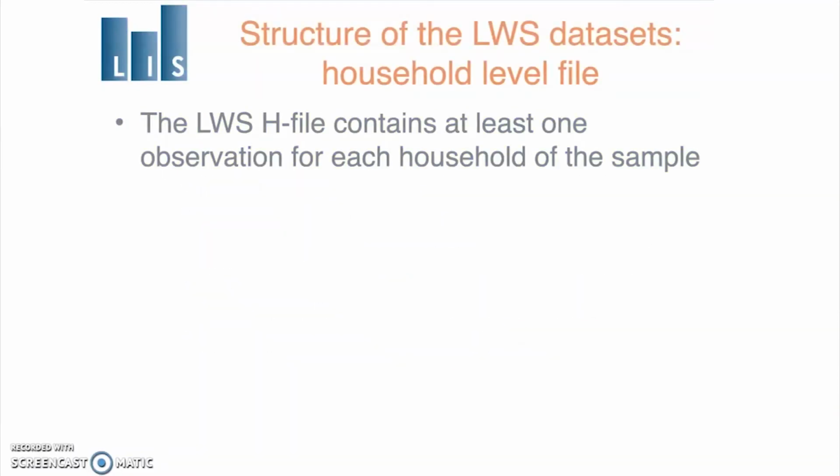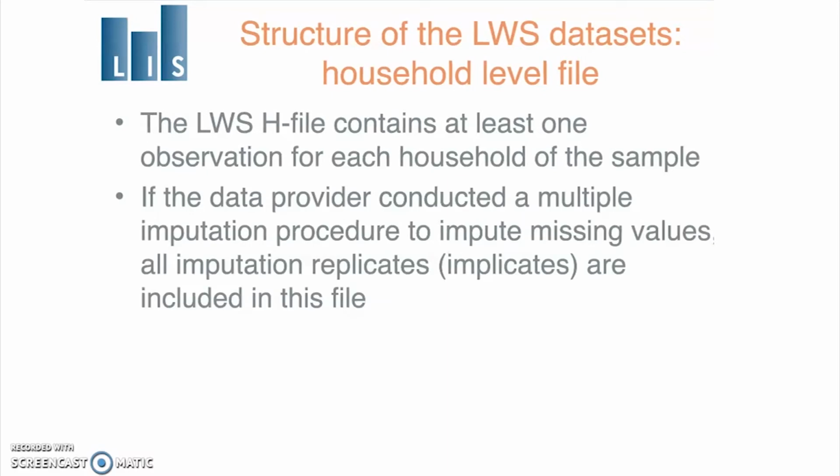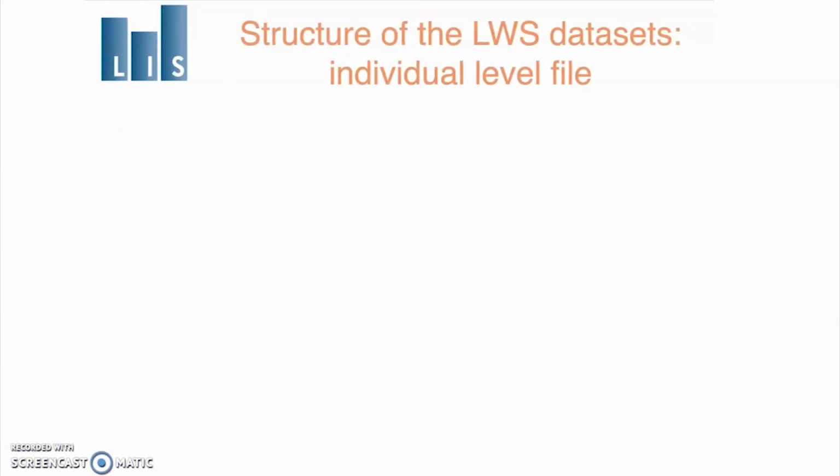What else do I need to know about household level file? The LWS H file contains at least one observation for each household of the sample. If the data provider conducted a multiple imputation procedure to impute missing values, all imputation replicates are included in this file.